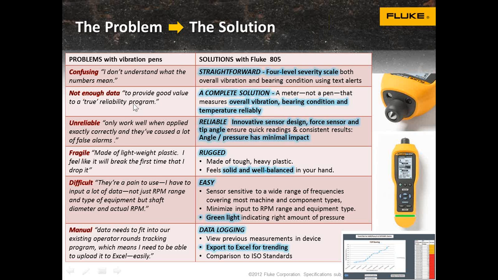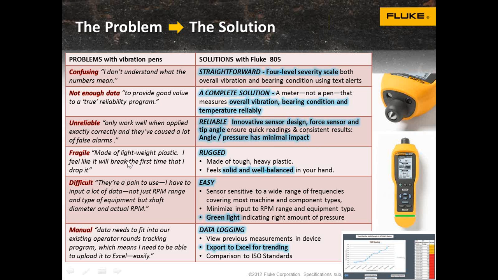A lot of programs don't have enough information. They just use overall vibration. And as I showed you earlier, the 805 is going to give you 3 sets of parameters: overall vibration, bearing condition, and temperature, to give you a complete solution. Many vibration pens on the market, depending on how you hold the pen, how much pressure, what angle, all gives you different answers. In the 805, we have an innovative sensor design, force sensor and tip angle, which compensates for this and means that your angle and pressure is minimized.